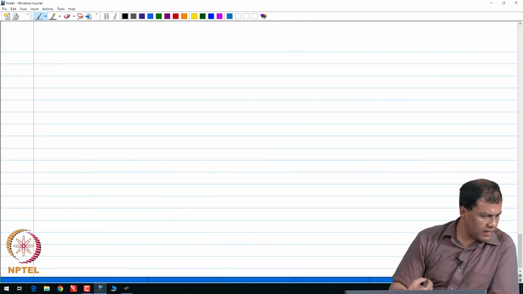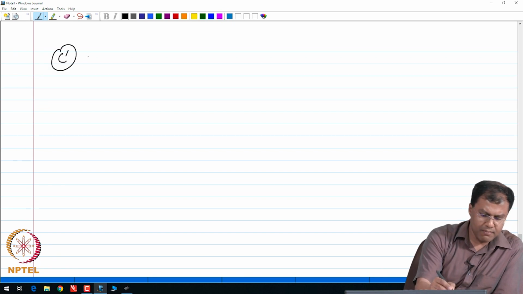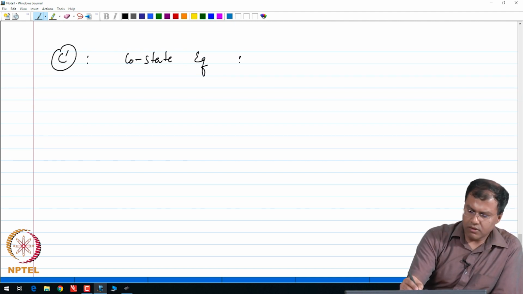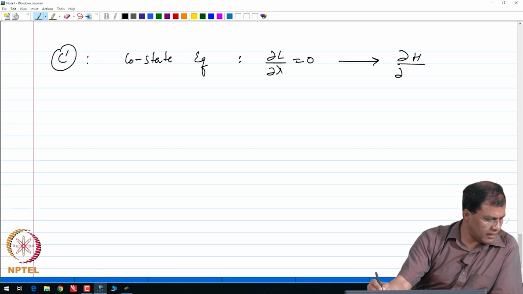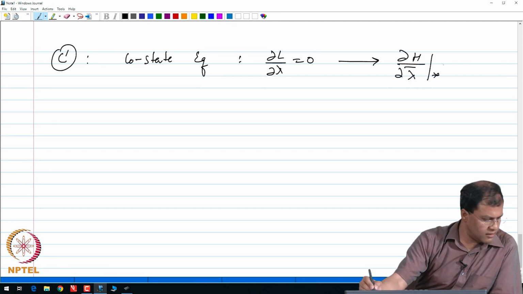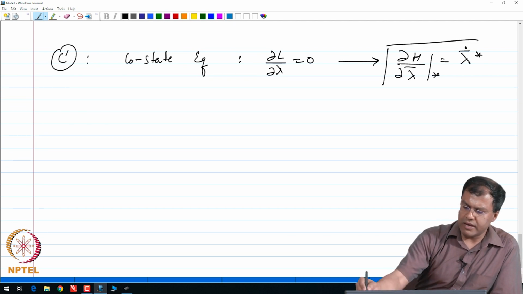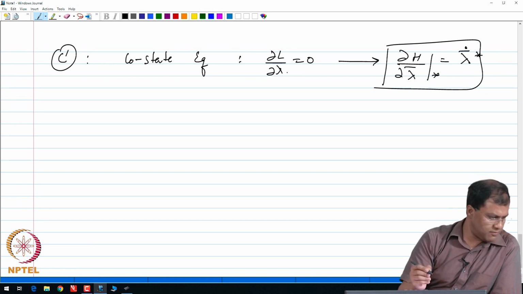And finally, I complete the system by introducing my co-state equation and the boundary condition. So, my co-state equation, which was C prime, which was del L del lambda. So, originally it was the following. This is reduced to partial H partial lambda at starred condition is equal to lambda bar dot star. Okay. So, this is my co-state equation. We just plug in the value of lambda and see how it differentiates with respect to lambda.